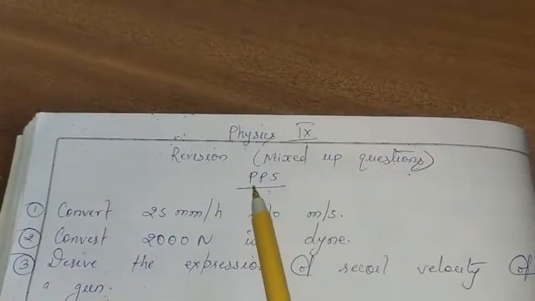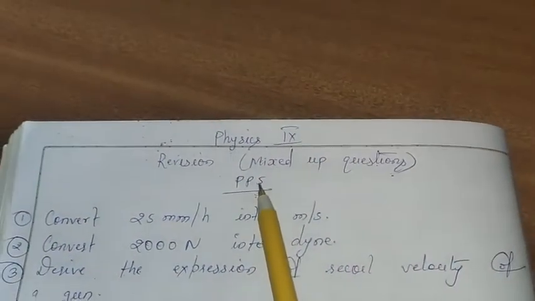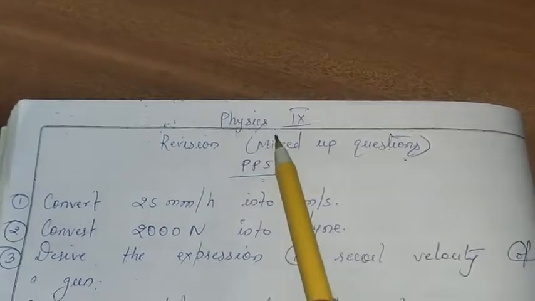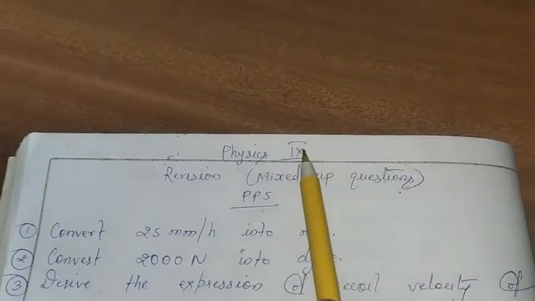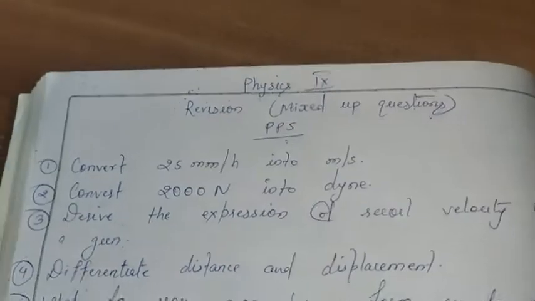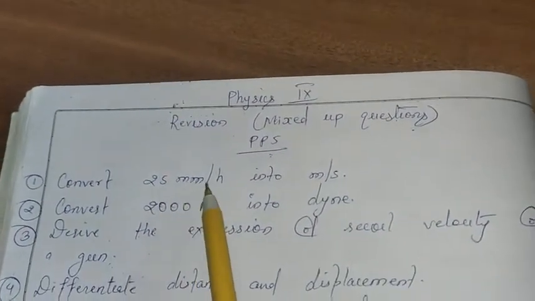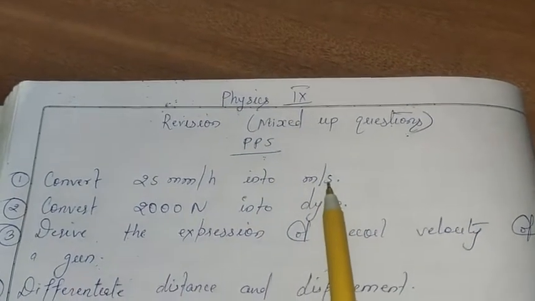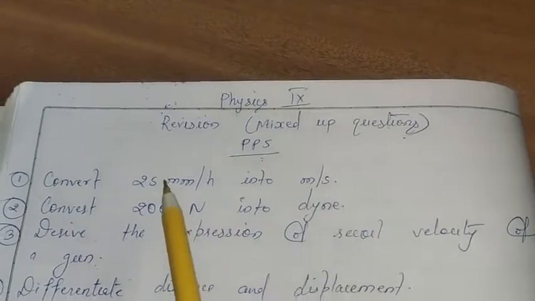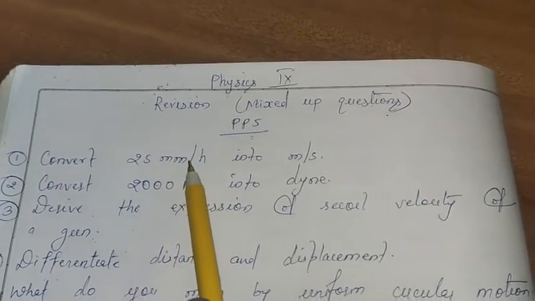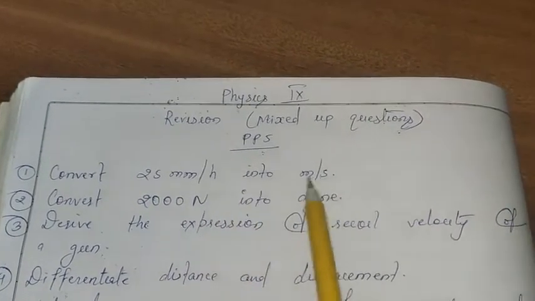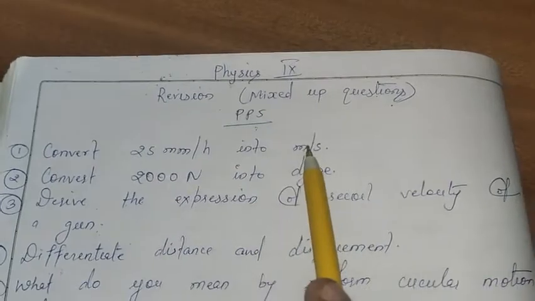Welcome back to practice paper number 5, that is revision mixed-up questions for physics for class 9. That is the first question here. Convert 25 millimeter per hour into meter per second. You have to convert 25 millimeter per hour into SI unit, that is into meter per second.